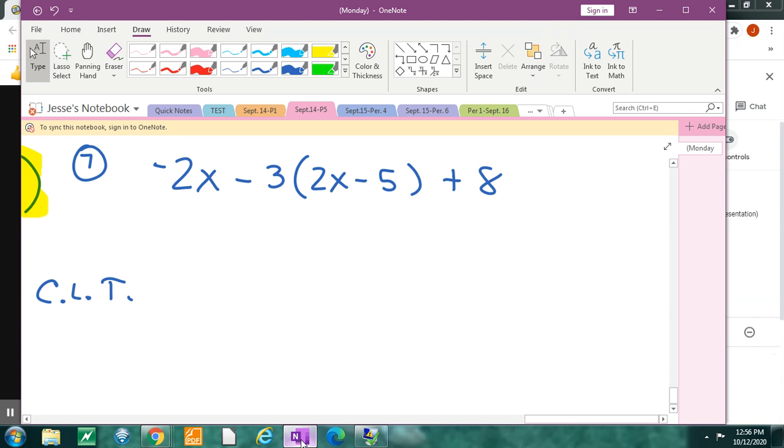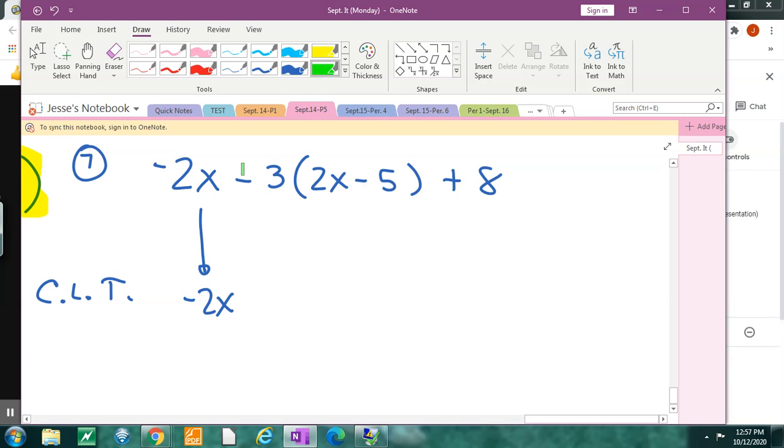All right, so what do I do? So you have to read the whole expression. Negative 2x minus, so we leave it alone. Negative 2x. Now let's look at the other one. Minus 3 times, negative 3 times 2x minus 5 times all that.